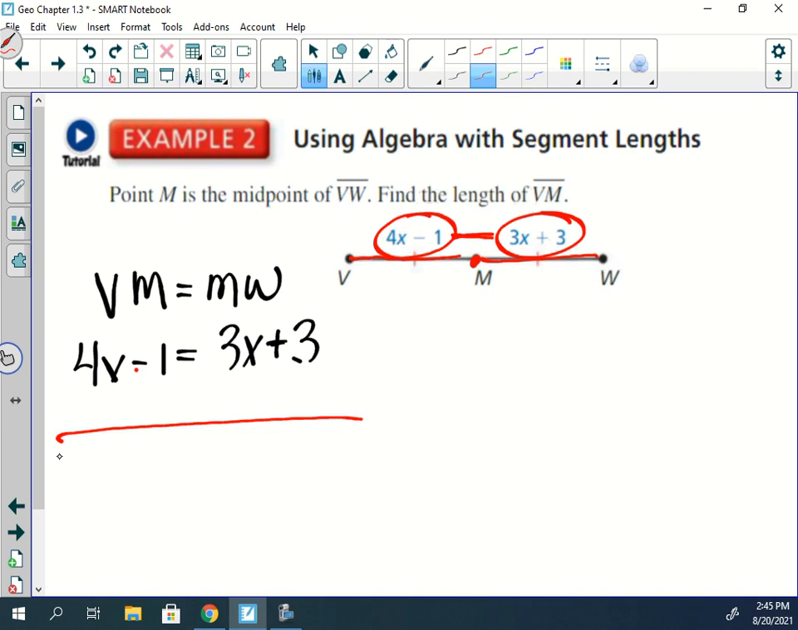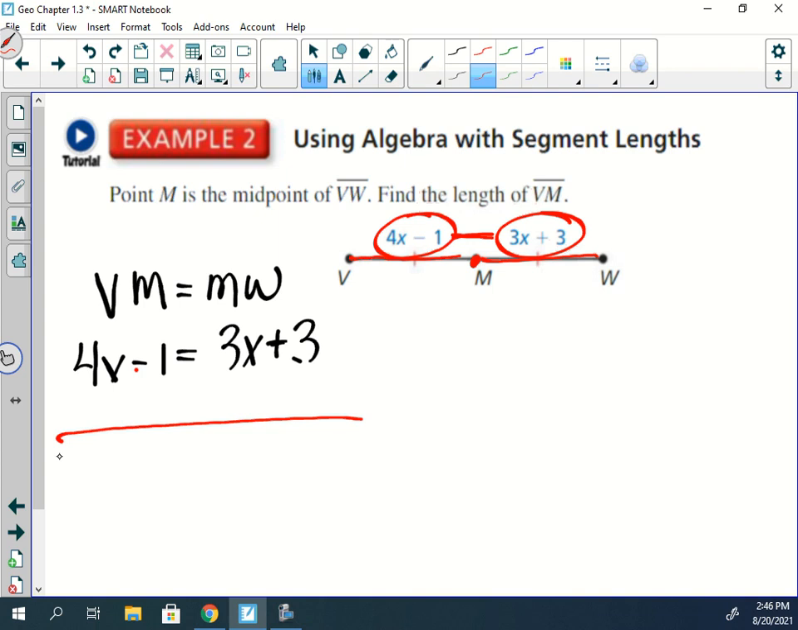Cancel out the 3 and then make it. We're finding the value of x because x is a variable that we're finding the value for. When we solve for the value of x, we will find a number that will make both of these sides be the exact same. So what we need to do is get x by itself.